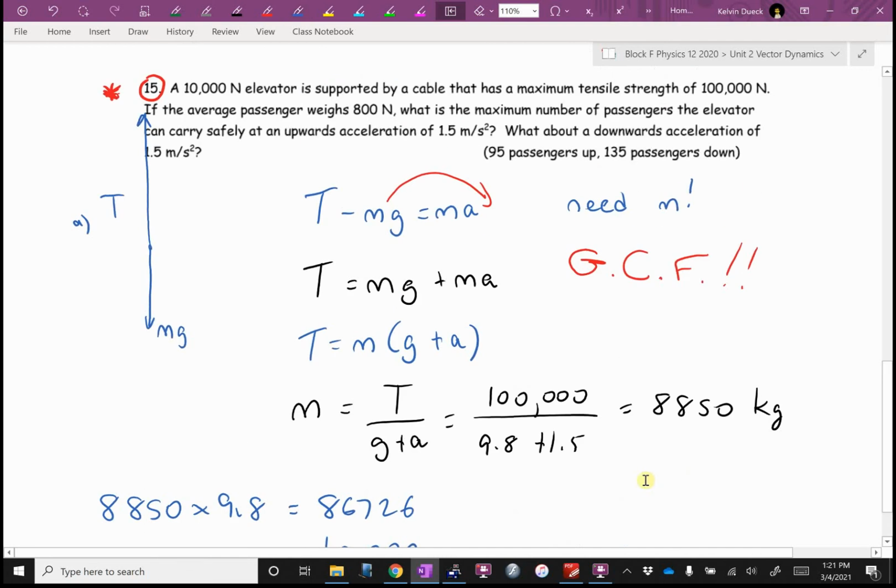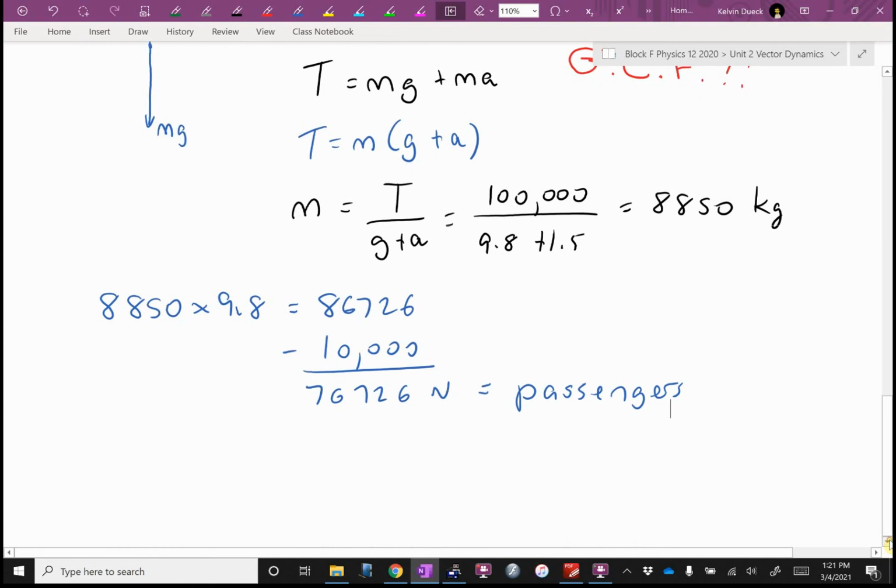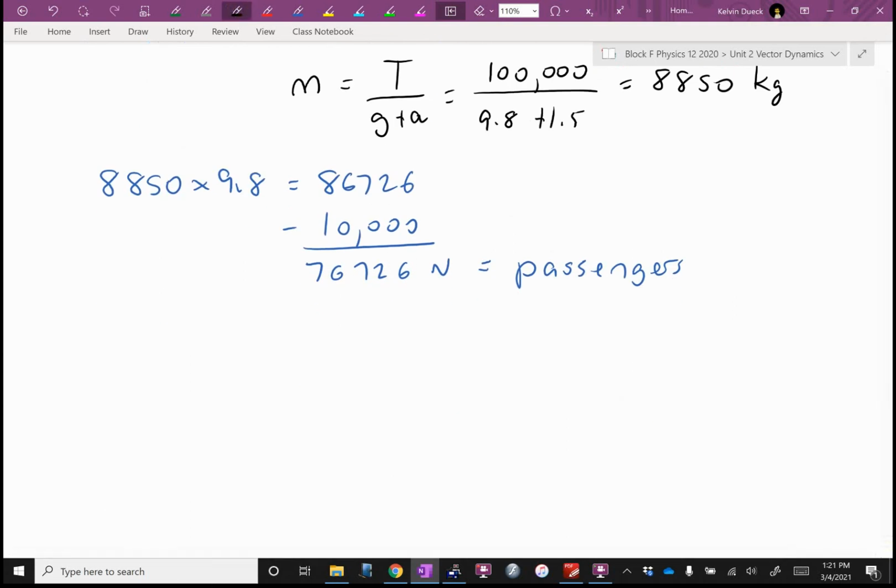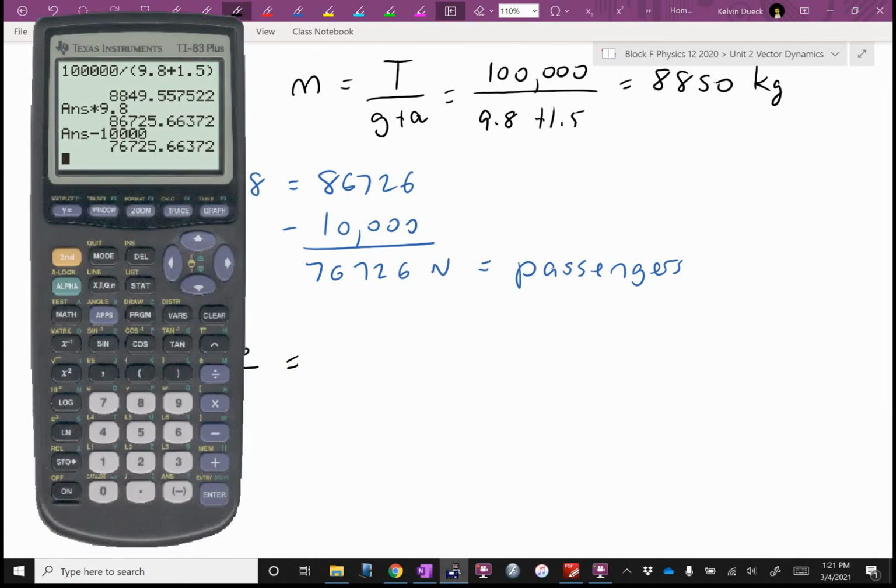What was the weight of one passenger? The average passenger has a weight of 800. So how many passengers is 76,726? I divide by 800. And I'll use my answer button. And lo and behold, I get 95.9 passengers. So this elevator can handle 95 passengers, barely, without snapping. 96 passengers would put it just over the top, and the cable would snap.